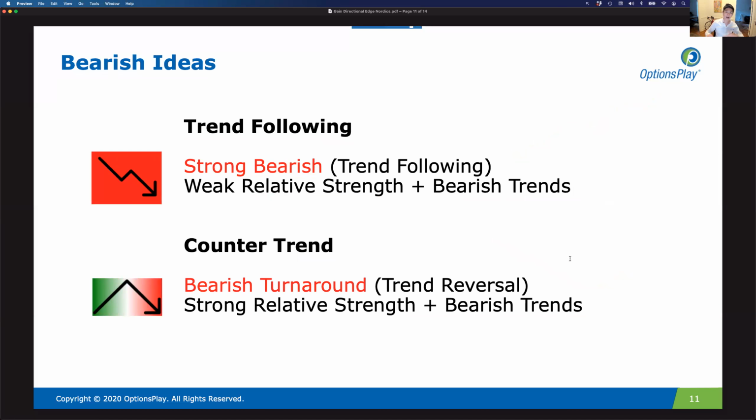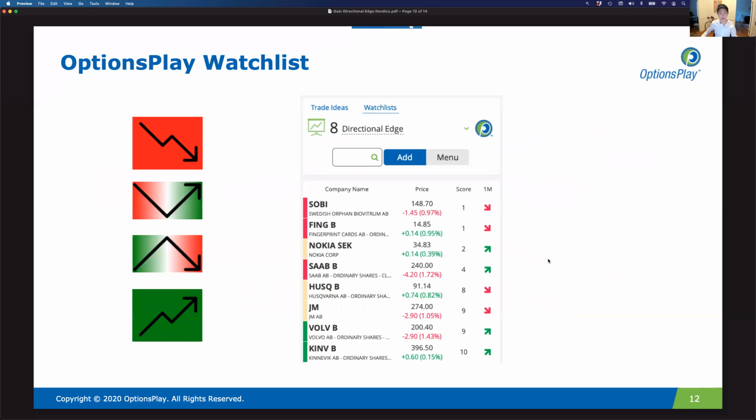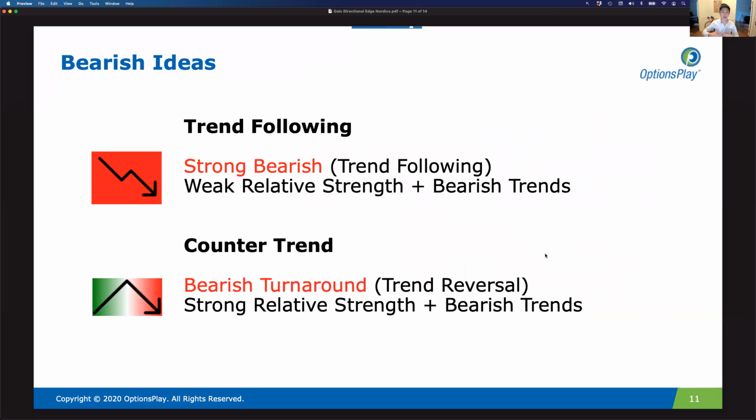On the bearish side, we have the exact opposite. We have bearish trend following stocks, and we have what we call bearish counter trend stocks. A strong bearish stock is a stock with weak relative strength, so stocks that are underperforming the broader markets, and they're still exhibiting bearish trends. So not only are they underperforming the markets, they're also continuing to move lower. Counter trend is the exact opposite. These are stocks with strong relative strength, but now exhibiting bearish trends.